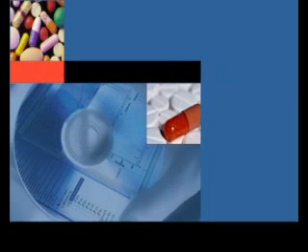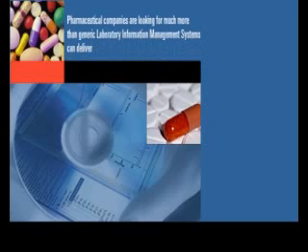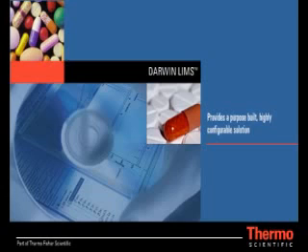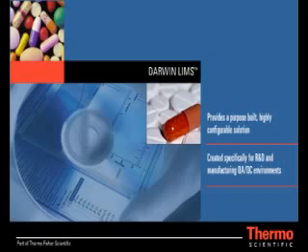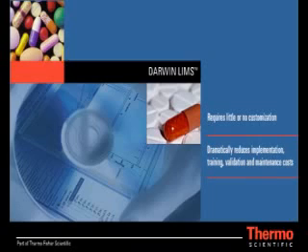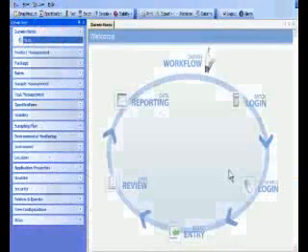Faced with the highly competitive pressures to cut costs and increase efficiencies, pharmaceutical companies are looking for much more than generic laboratory information management systems can deliver. Darwin LIMS is designed to provide a purpose-built, highly configurable solution created specifically for pharmaceutical R&D and manufacturing QA/QC environments, requiring little or no customization to dramatically reduce implementation, training, validation, and maintenance cost for a lower total cost of ownership. Let's take a closer look.